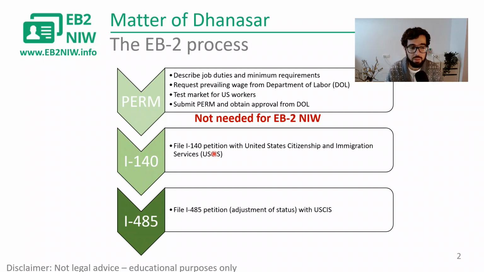However, if you self-petition your green card, and that's EB2 NIW for example, and that's also EB1A category, then you are basically jumping over this step. You will not do the PERM, you will not do the labor certification.